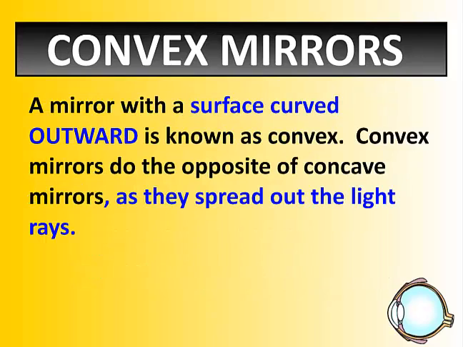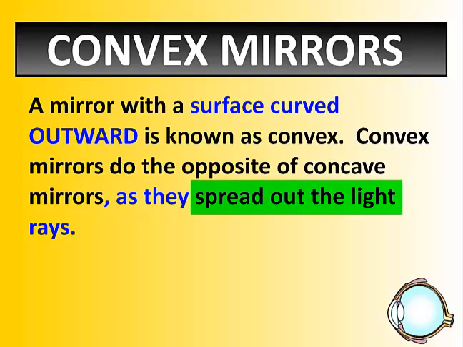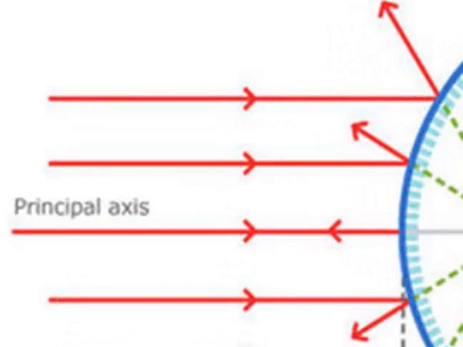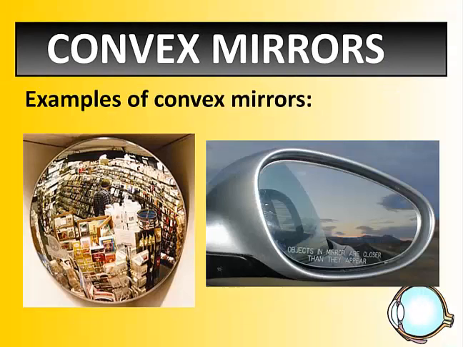Convex mirrors. These have a surface that is curved outward, and they do the opposite of concave mirrors. They don't bring the light together. They spread the light rays out. Ignore the focal point and the principal axis. Those definitions aren't important here. What's important here is how the light is reflected. Again, notice all the light rays coming in at the same angle, all straight. Once they strike our convex mirror, they're reflected outwards, away from a center. And because the light rays spread out or diverge, they actually make the images appear smaller.